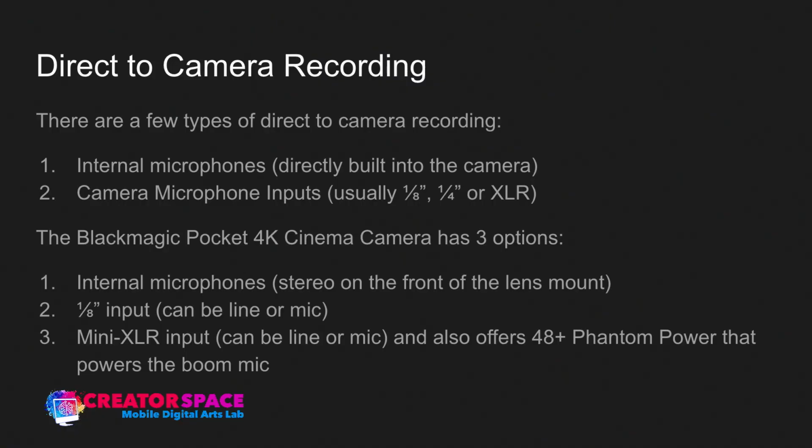Okay, so then the Blackmagic, we have the internal microphones, we have the 1/8 inch input, that can be a line or mic, and we also have the mini XLR input, and that can be a line or mic. We'll talk about mic and line inputs in a moment, but it also offers 48 volt phantom power, and that powers the boom mic. And we'll look at what that means shortly as well. So those are the inputs that we have on our Blackmagic Pocket 4K camera.